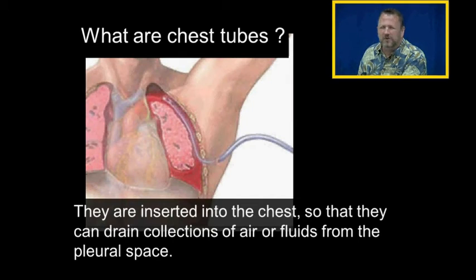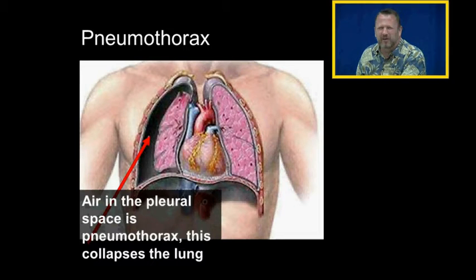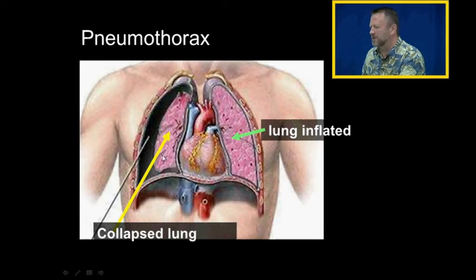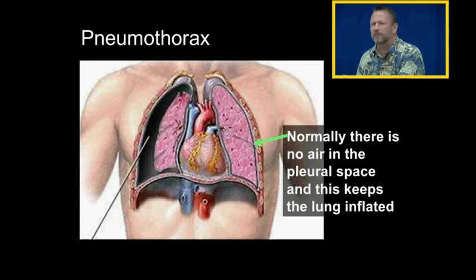Chest tubes are inserted into the chest so that they can drain collections of air or fluids, and usually both, from the pleural space. So here's air in the pleural space. Air in the pleural space is pneumothorax, and this causes the lung to collapse. So here on the pneumothorax side, we have a collapsed lung. Over here, we have a normal lung that's completely inflated.